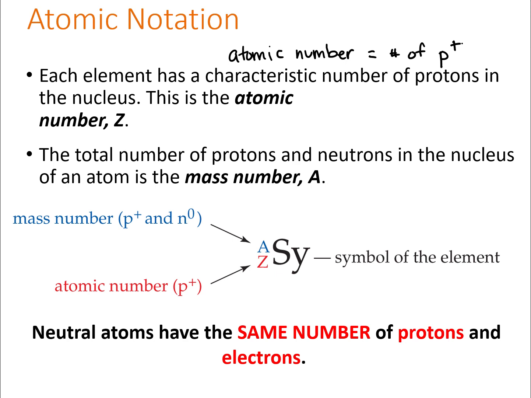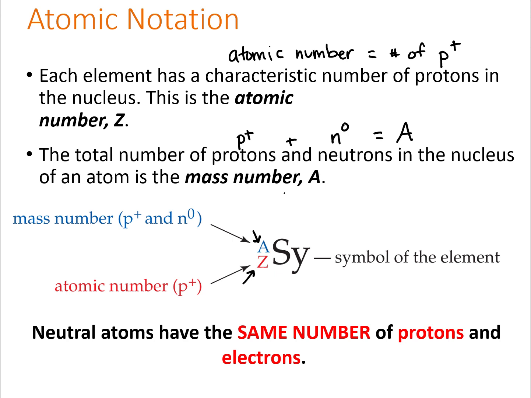When you add up the protons plus the neutrons, you get the mass number, which we use an A to symbolize. So that tells you how many particles you have in the nucleus. That's the protons plus the neutrons. If we want to represent an element, we use the symbol of the element, and then we can put the mass number at the top left and the atomic number underneath it.